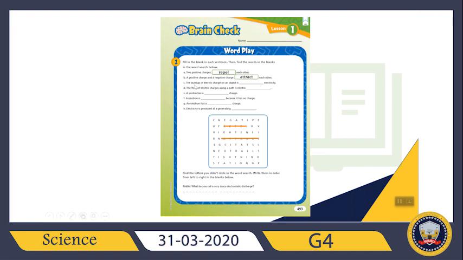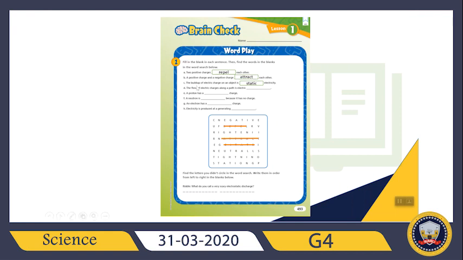So let's continue. The building up of electric charge on an object is, yes, static electricity. So where is static here? Yes, here is static, but this time it starts from the right to left. S-T-A-T-I-C, static electricity. So we cancelled it.